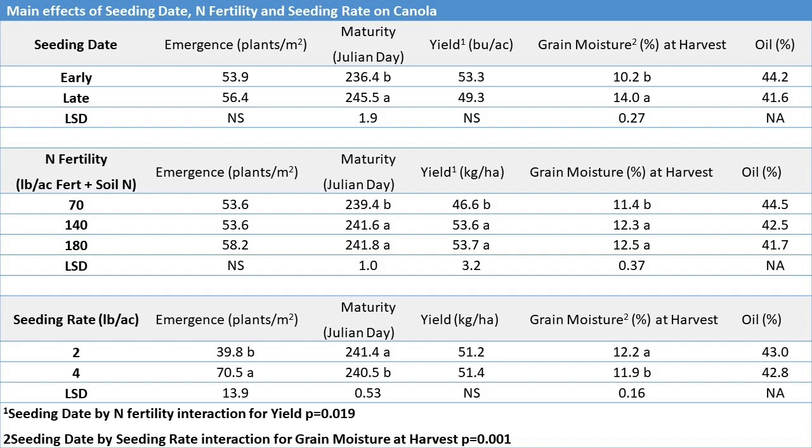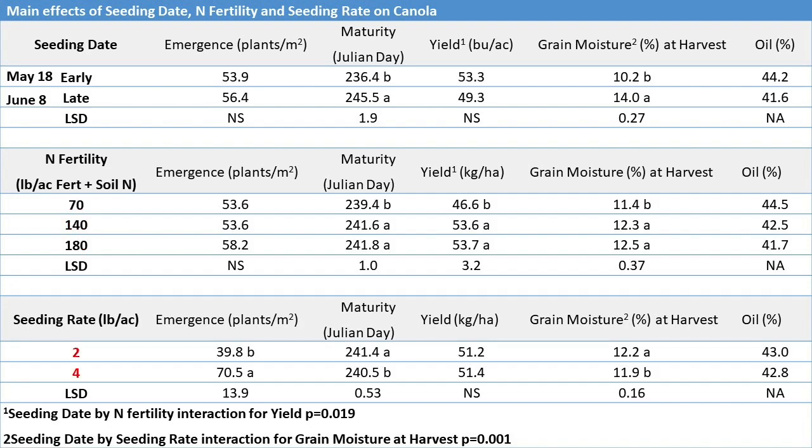Again, the early seeded date was May 18 and the late seeded date was June 8. Levels of nitrogen fertility were 70, 140, and 180 pounds of soil plus applied fertilizer N. Finally, the seeding rates for canola were 2 and 4 pounds per acre.